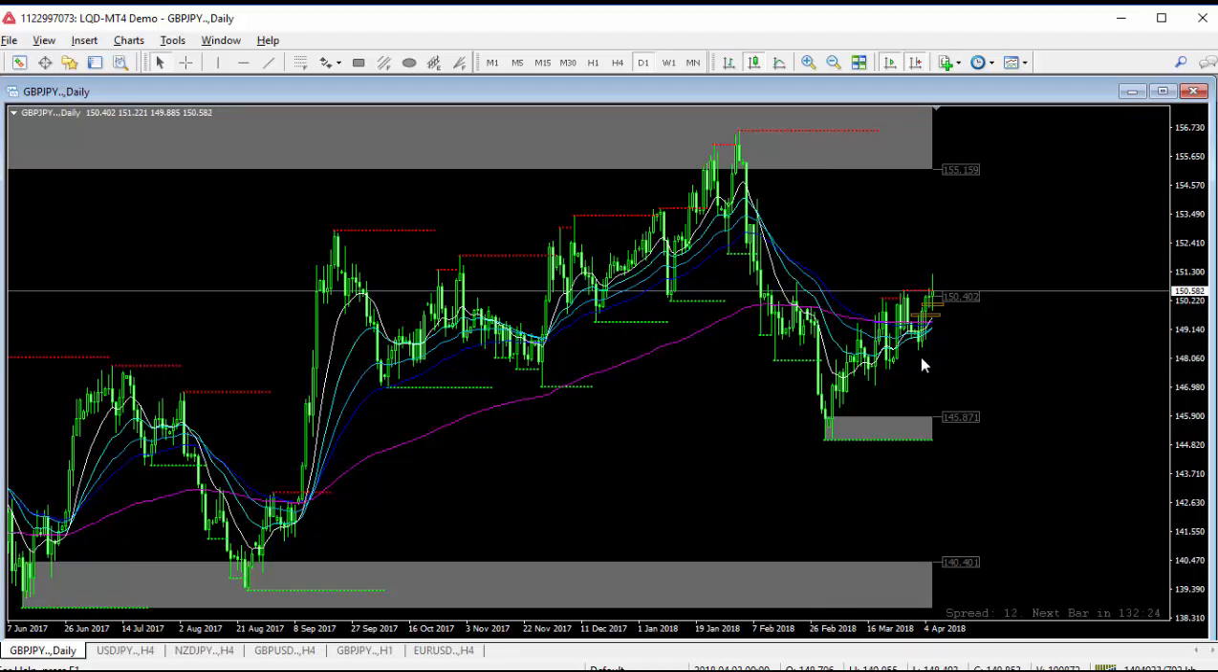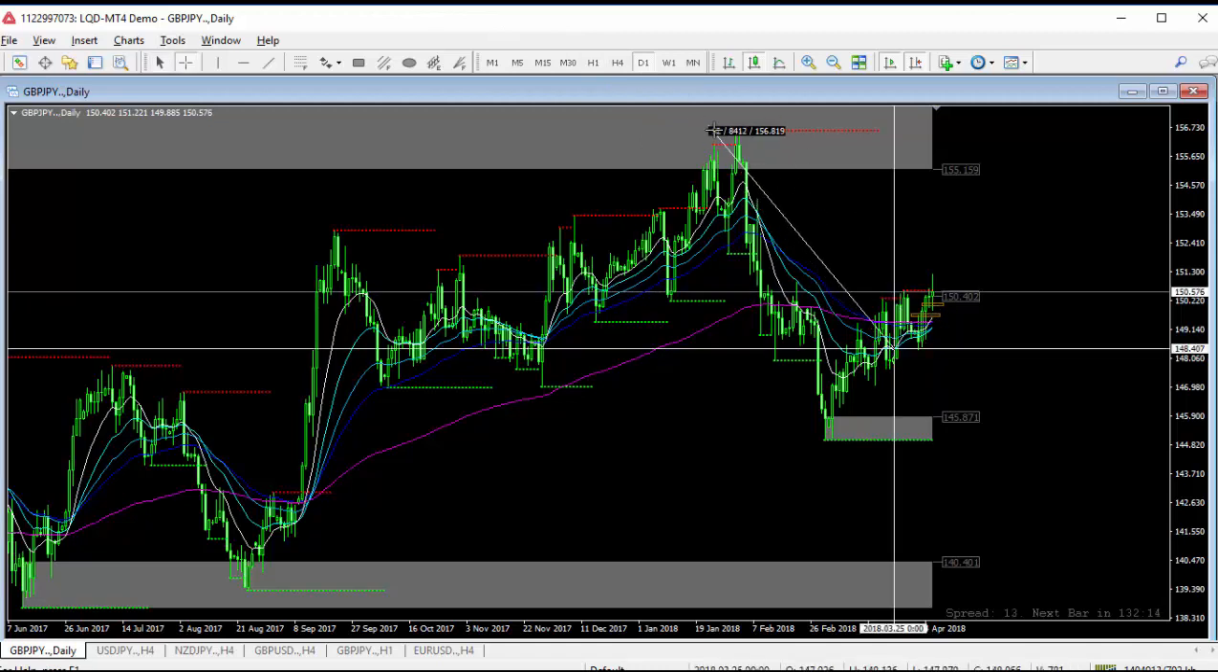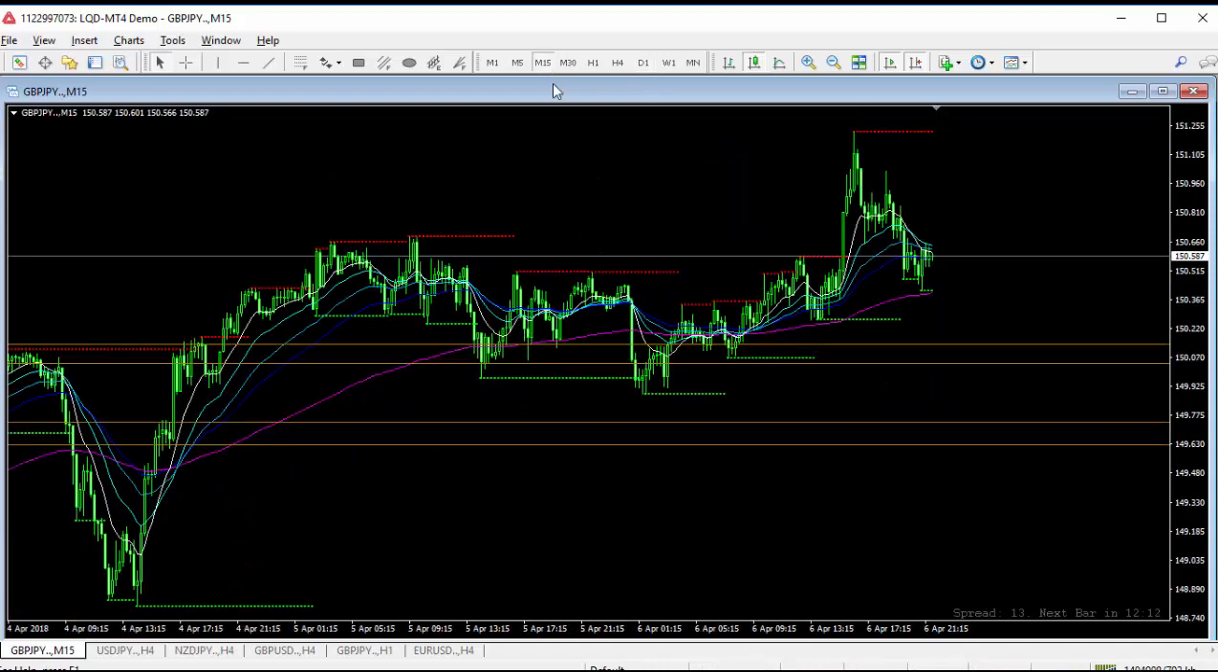So EMAs are moving lines of support and resistance. On every frame, they are different. Why? Because on the weekly and the daily, they're calculating much bigger candles, bigger moves. On the M15, smaller moves. Now, I haven't really talked about the M15 a lot. The M15 is basically a targeting frame, price targeting.